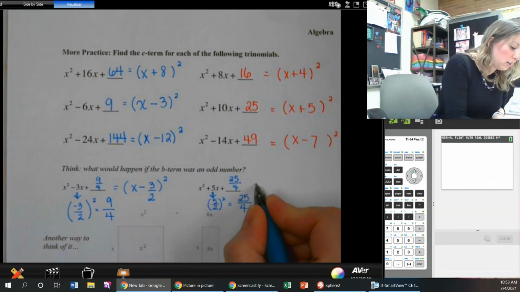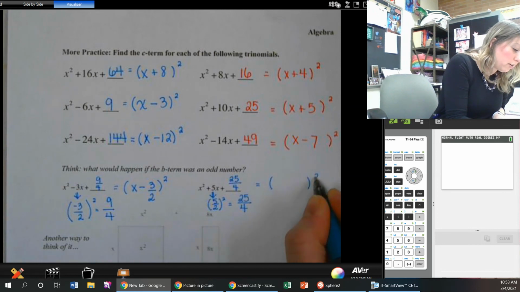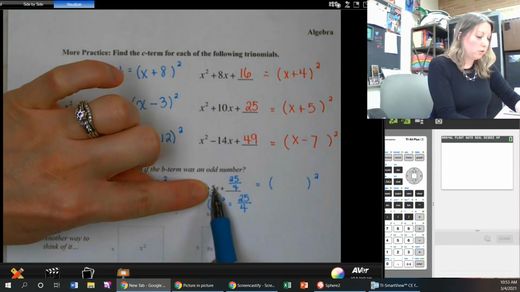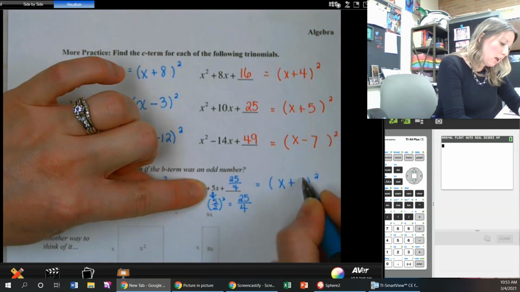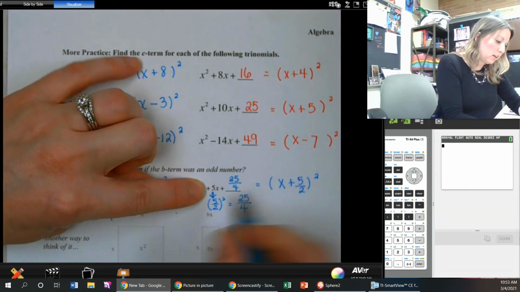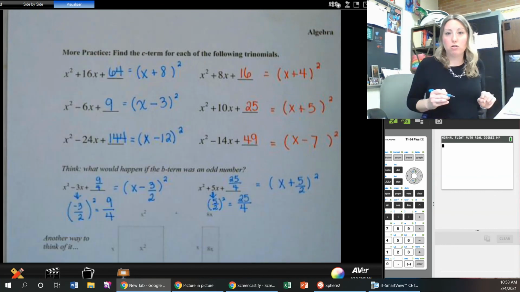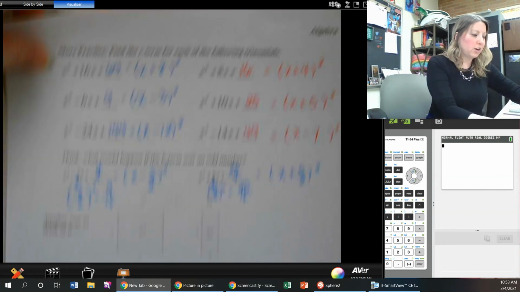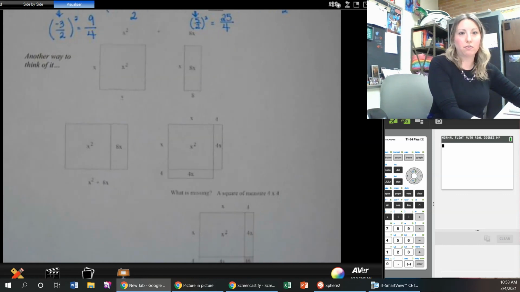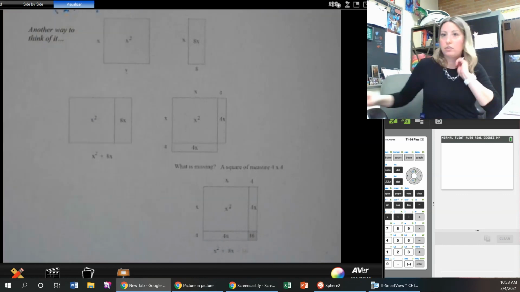Now let's write it in parentheses squared. And what you have to do is just take the b term and divide it by 2. That's what you want in here. And again, because the sign here in the middle was positive, this binomial is positive. So that's what you're looking for. Another way to think about it is filling in that missing term of a square. So that's another way you can start to look at it.